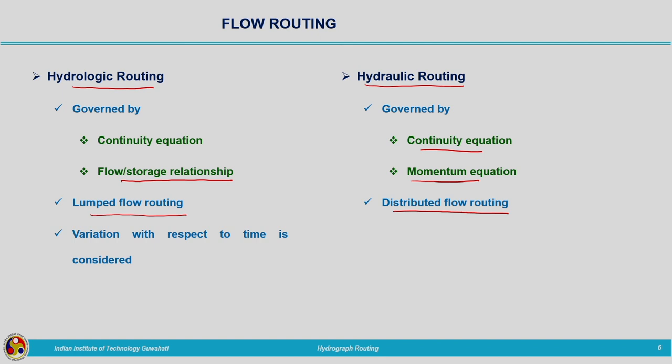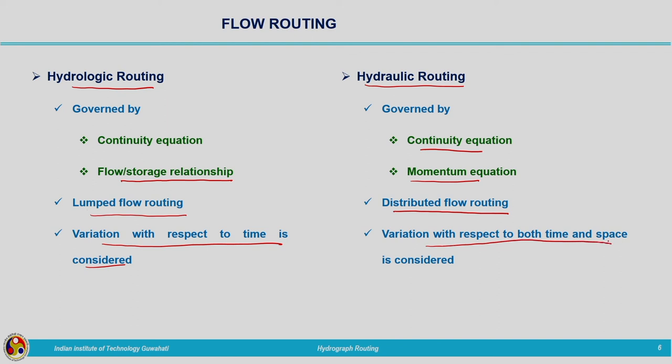This is termed as lumped flow routing. That means variation with respect to time is considered. In the case of distributed flow routing, variation with respect to both time and space is taken into account. These are the differences between hydrologic and hydraulic routing.